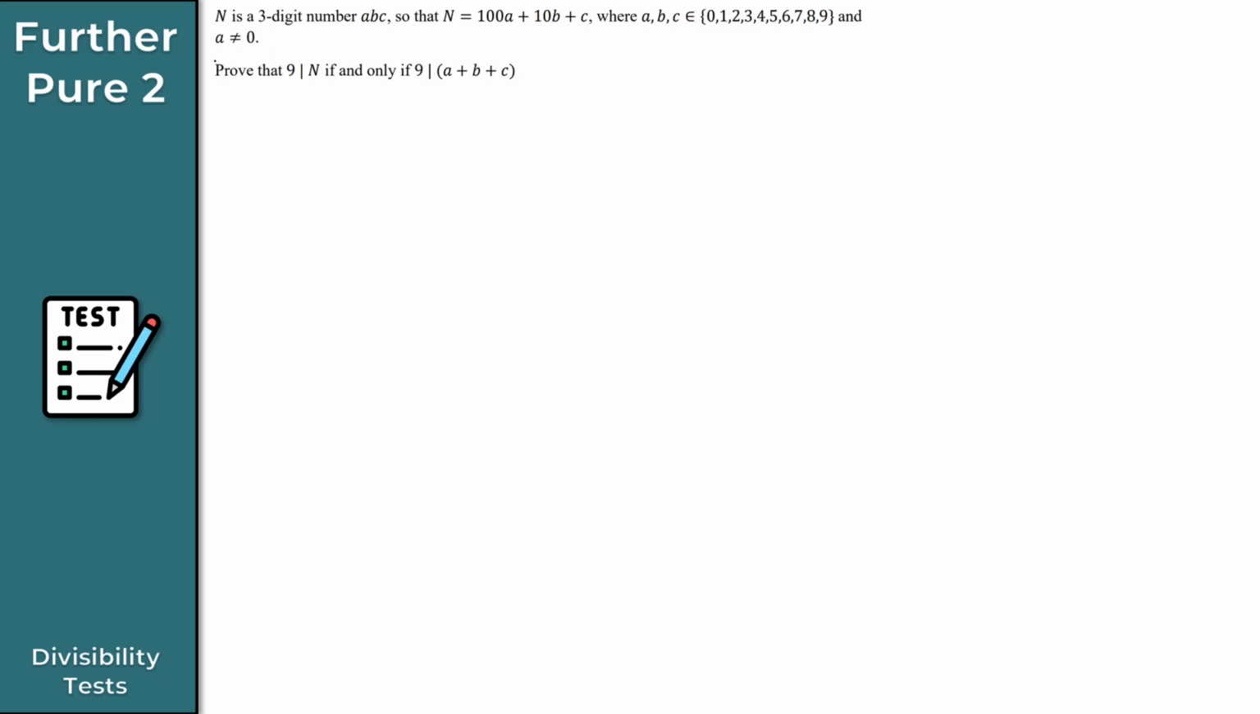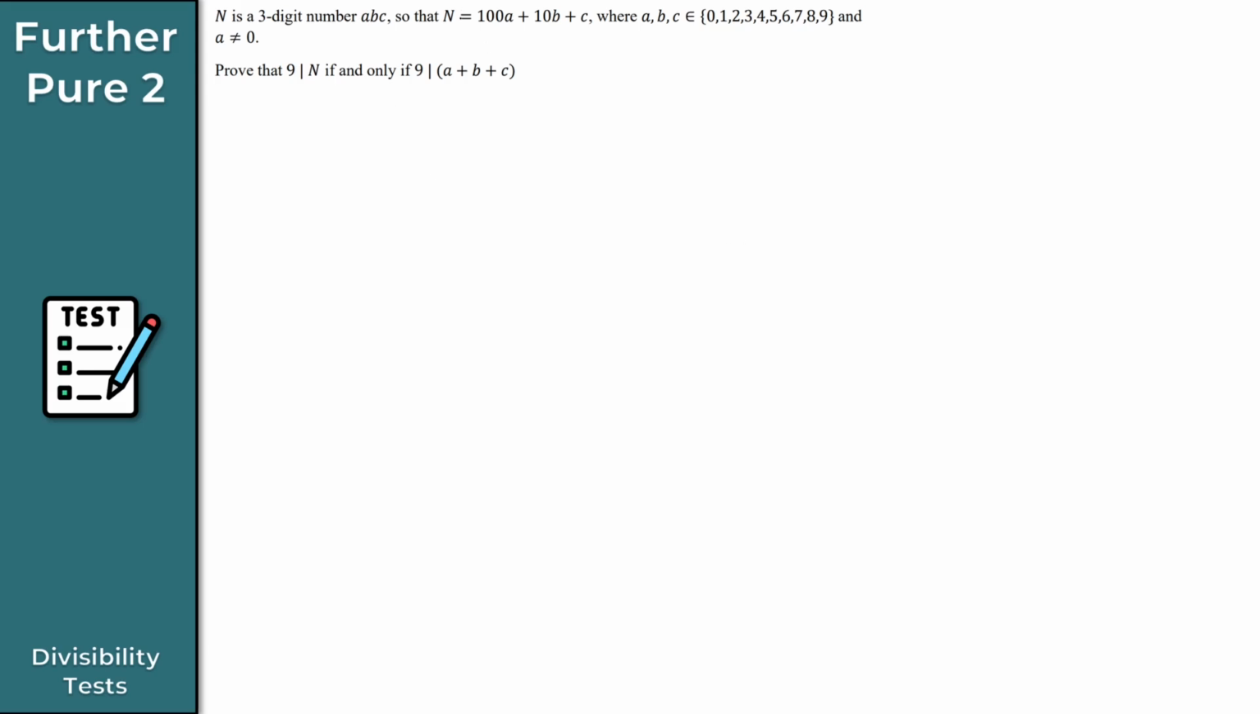So for question 2 here, what we have then is n, which is a 3-digit number, ABC, so that n is equal to 100a plus 10b plus c, where a, b, and c belong to the following set, and a is not equal to 0. So for this question here, then we want to prove that 9 divides n if and only if 9 divides a plus b plus c. Okay? So this rule here is our rule then for divisibility by 9, right? And we can prove this result then by using modular arithmetic.